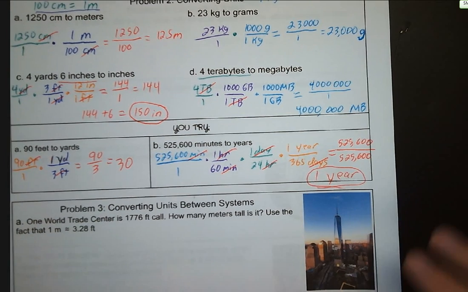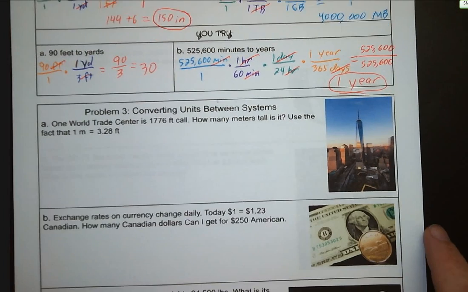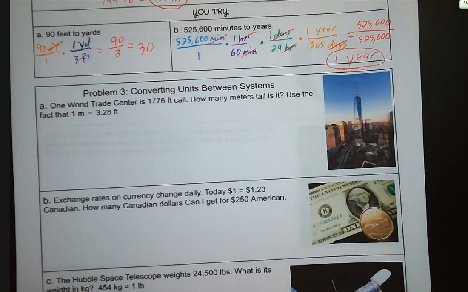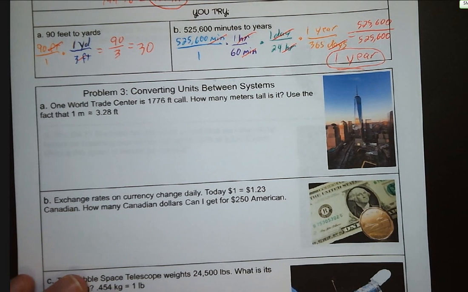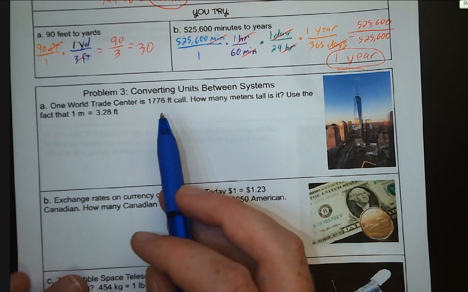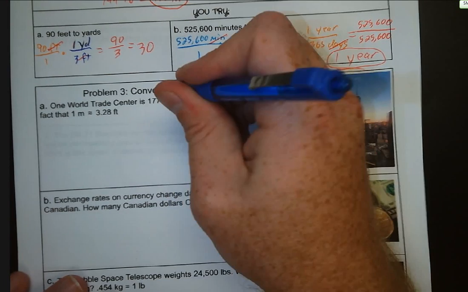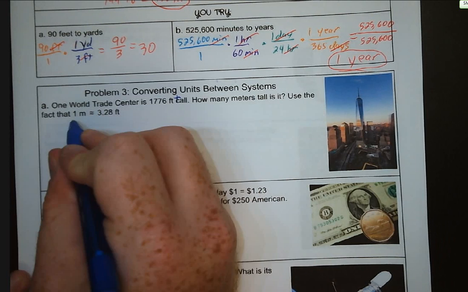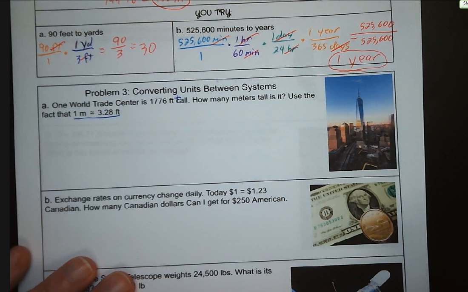All right, problem number 3. We are going to convert between systems. Metric conversions are nice and easy because we're multiplying by factors of 10. Well, then you've got that crazy imperial standard system that we use in the United States, which is absurd. All right, so we're going to start off. One World Trade Center, the New World Trade Center, is 1,776 feet tall. How many meters tall is it? And we're going to use the fact that 1 meter is 3.28 feet.